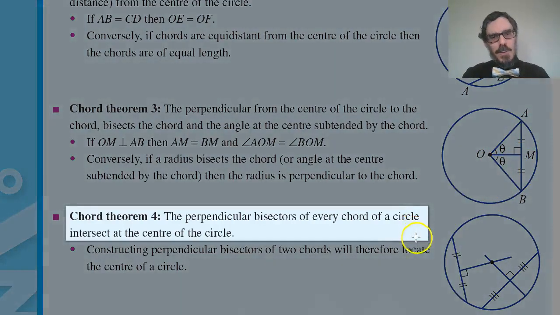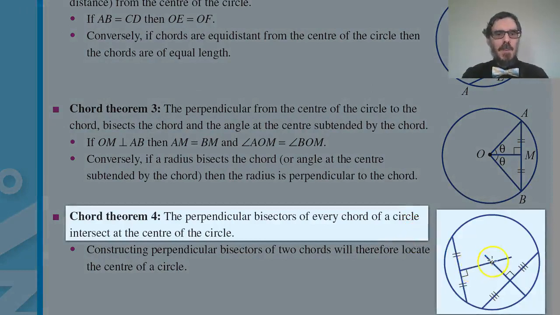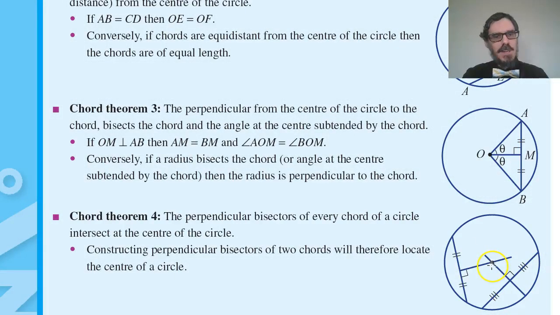The fourth chord theorem says perpendicular bisectors, so they are lines that are perpendicular to the chords. All the bisectors that are perpendicular will meet at the centre of the circle. So to find the centre of the circle, make 2 chords, cut them in half at right angles, and you will find the centre of the circle.